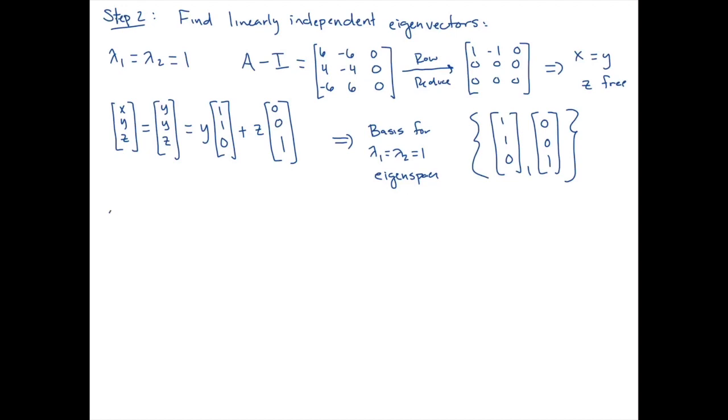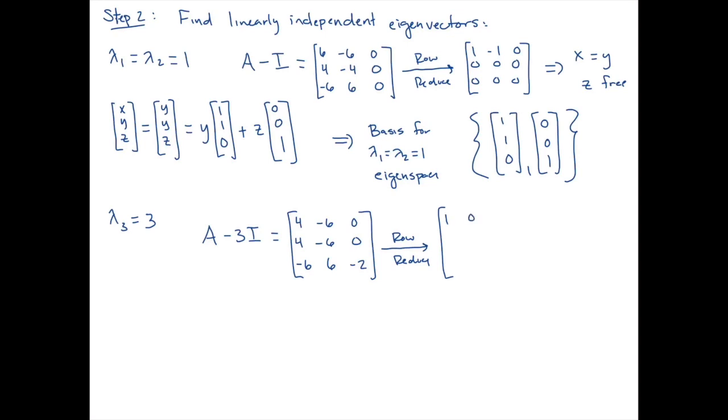So then we're going to do the same thing for lambda 3, which is equal to 3. We get A minus 3 times the identity, which is going to be equal to 4 minus 6, 0, 4 minus 6, 0, and minus 6, 6, minus 2. If we row reduce this like we did above, we're going to get 1, 0, 1, 0, 1, 2/3, 0, 0, 0.